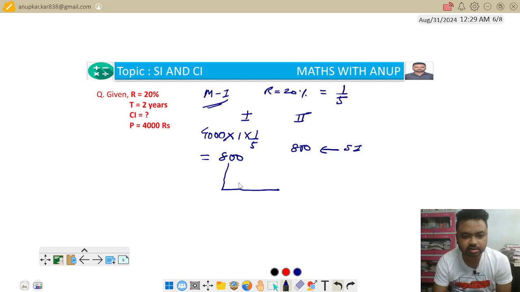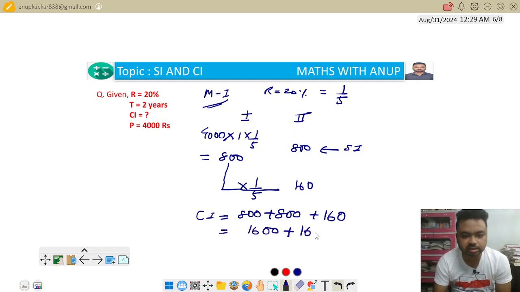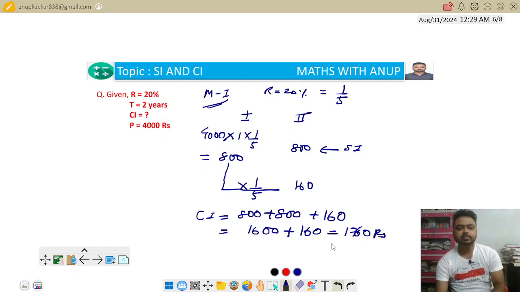So first year and second year simple interest will remain same, only here यहाँ पे क्या होगा, इंटरेस्ट लगेगा फर्स्ट ईयर में. सो यहाँ पे क्या होगा हम लोगों का 1/5. सो 1/5 करने से कितना होगा 160. सो compound interest equal to 800 plus 800 plus 160, which is equal to 1600 plus 160, that is equal to how much? 1760 rupees. Okay, this is my method number 1.